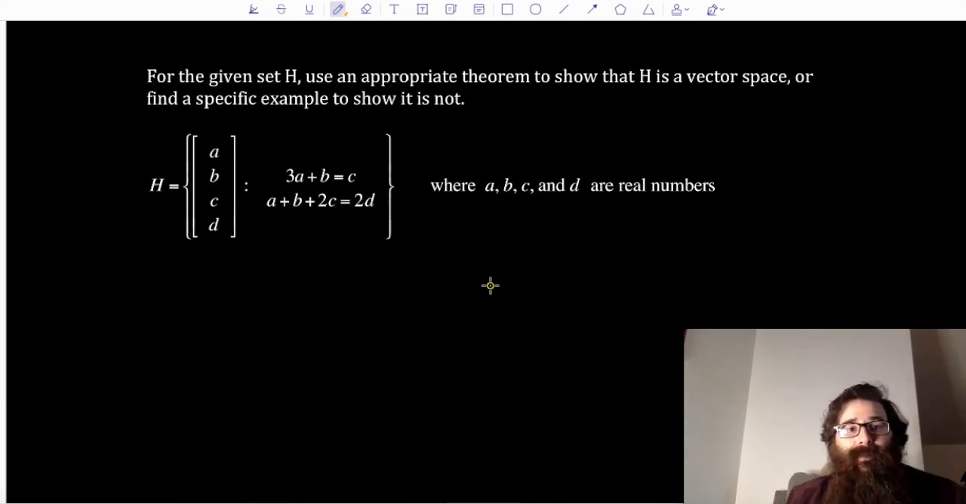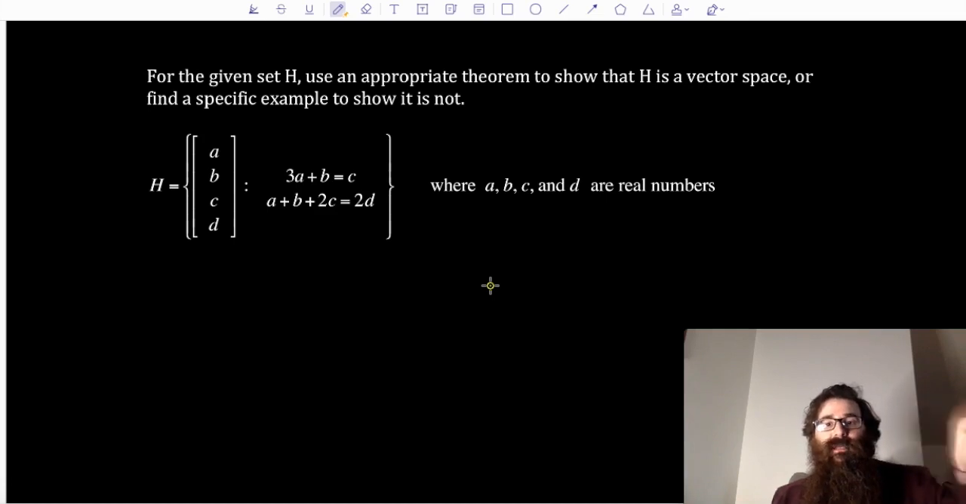For the given set capital H, use an appropriate theorem to show that H is a vector space, or find a specific example to show that it's not. Same idea, right? If I can show that this is a subspace of a known vector space, then it too will be a vector space. And that's better because I don't have to check 10 things on a list. I can just check 3 things.